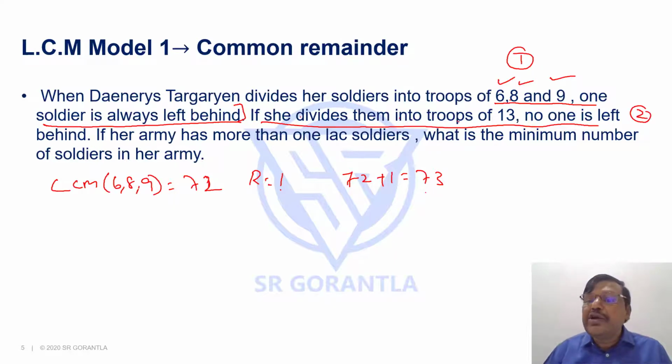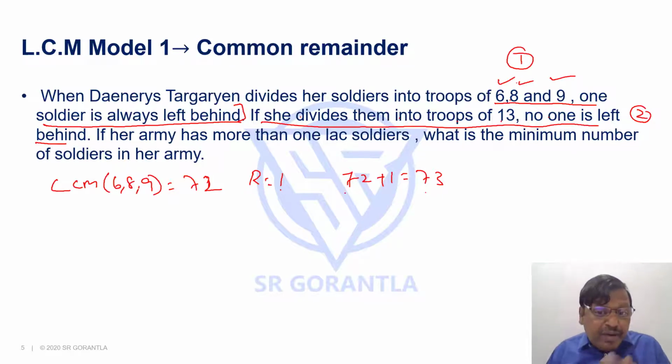When she divides them into troops of 13, no one is left behind. Is 73 divisible by 13? No. 13 × 5 = 65, 13 × 6 = 78, no. So hence, I should go for bigger numbers that satisfy this first condition.